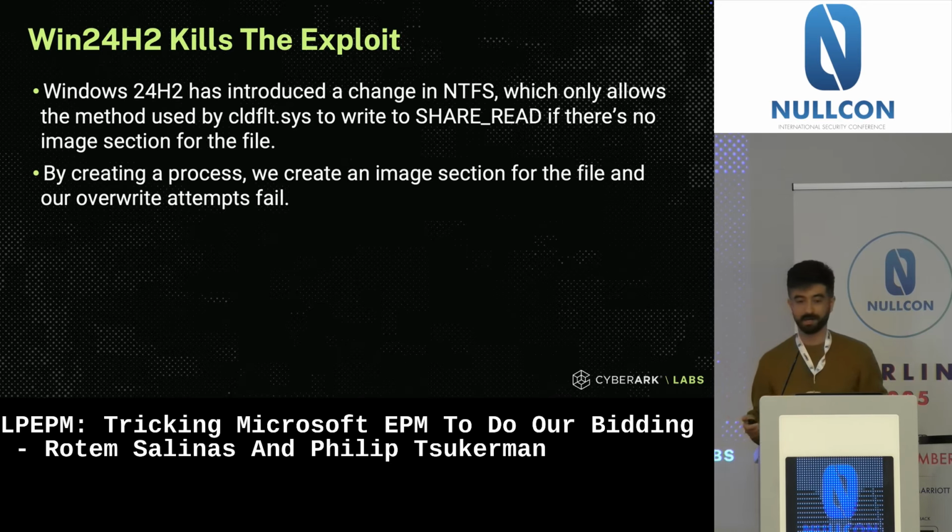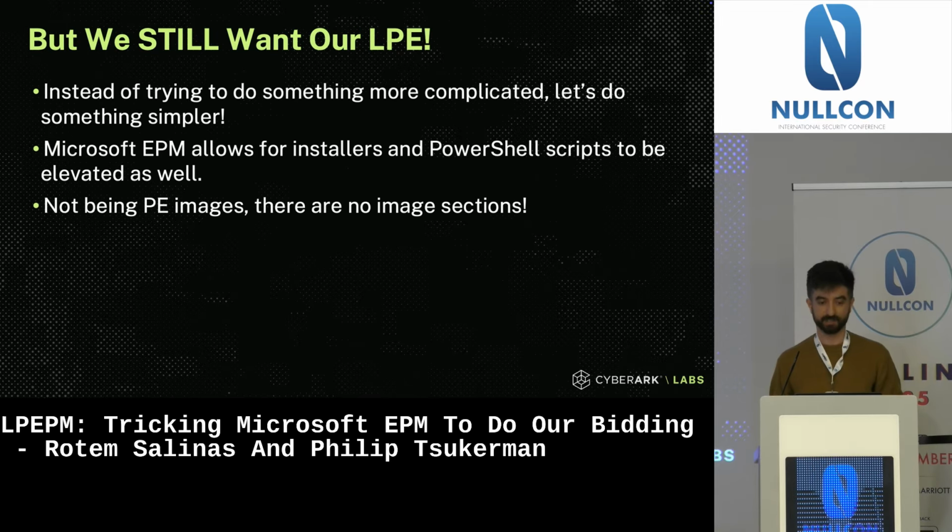It kills it because there's been a change in NTFS that makes it impossible to override the file using the same trick that Cloudfilter uses when there's an image section attached to the file, meaning that whenever you load the file as an executable, you create a process, you load it as a library, this whole thing becomes impossible. So that last hash validation, we can't really pass it. But again, we still want to have the same exact LPE.